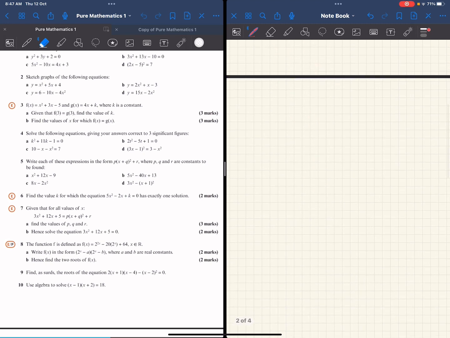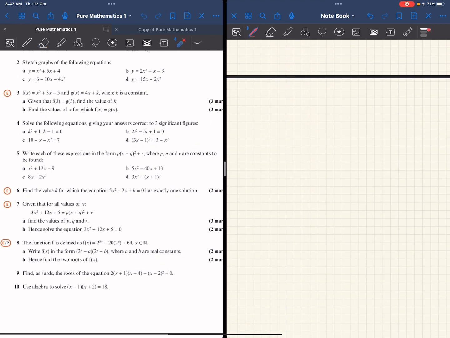Moving on to question number 7. So question number 7 says, given that for all values of x, 3x squared plus 12x plus 5 is equal to p into x plus q the whole square plus r, find the values of p, q and r. In other words, we need to do completing the square. So let's start with question 7. The question is 3x squared plus 12x plus 5.